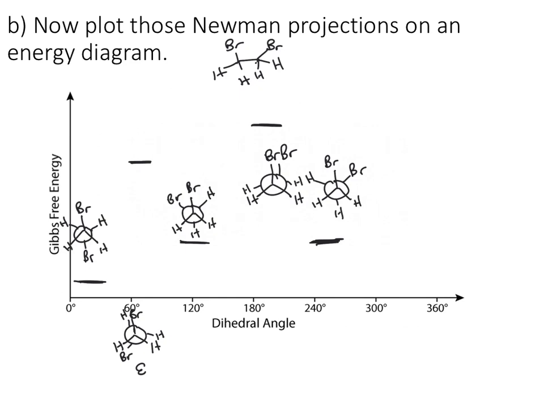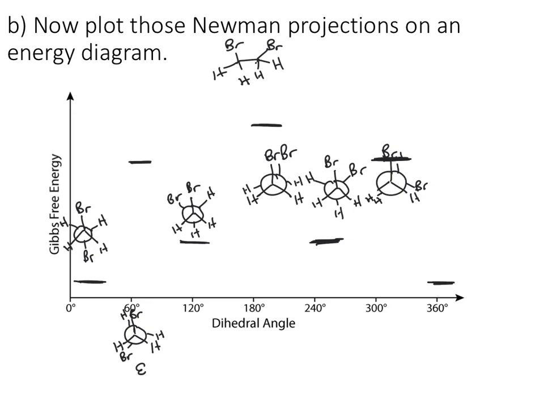Then I rotate again, and I'm going to go back to an eclipsed. And this eclipsed is about the same as the eclipsed at 60 degrees. So energy level needs to be the same as the one at 60. So I'm going to put it right on top of that there. And then at 360, we would be back to what we started with.